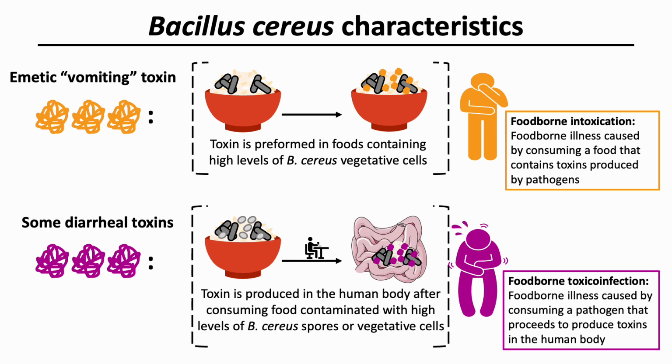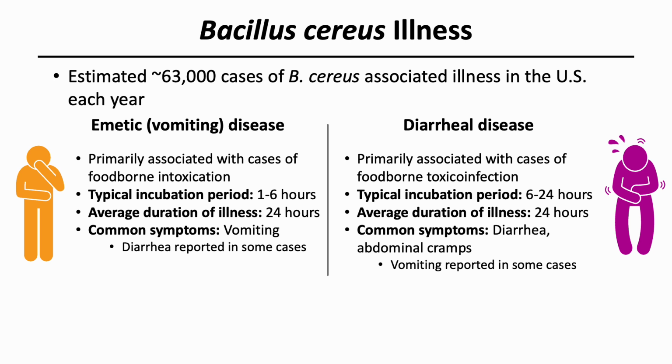Additionally, B cereus can produce some types of diarrheal toxins, which are not produced during B cereus growth on food, but rather in the human body after consuming foods contaminated with high levels of B cereus vegetative cells or spores. This type of foodborne illness is known as foodborne toxico-infection. B cereus causes approximately 63,000 cases of foodborne illness in the US each year.